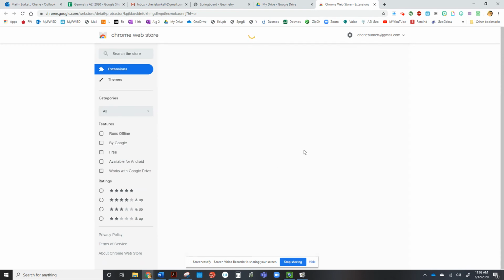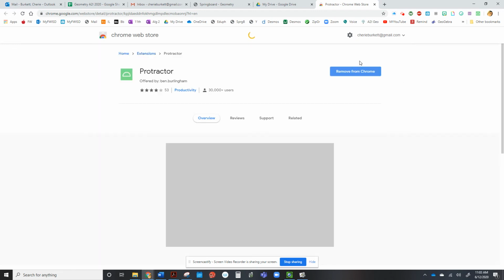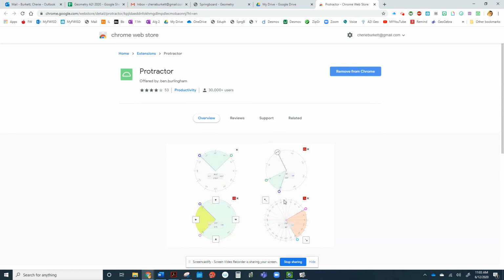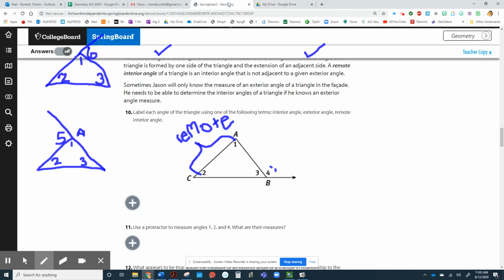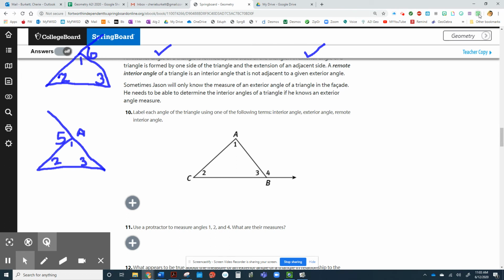Mine's already loaded, so it may not look exactly like yours. I went to the Chrome store, and it's given me an option to remove it. You would have add it. This is exactly what it's going to look like. Anyway, I'm going to go back to Springboard and remove these drawings because they're kind of in the way, and it might get messy. I'm so sorry it's taking so long.